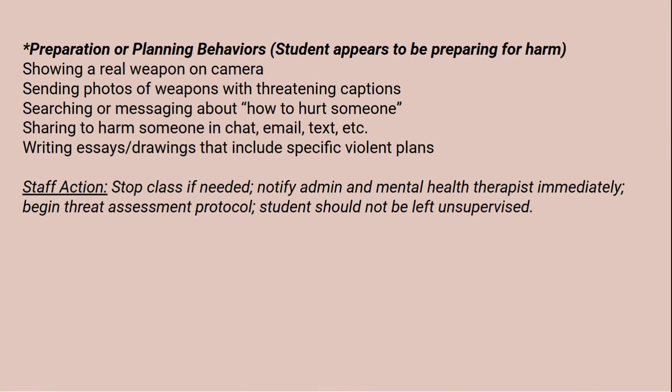Examples may include showing a real weapon on camera, sending photos of weapons accompanied by threatening captions or messages, searching for or messaging others on how to hurt someone, sharing plans to harm someone through chat, email, text messages, social media, and other platforms, writing essays, stories, drawings, or other content that describes specific plans for violence against real people or locations. These actions suggest a higher level of risk because they indicate movement from thoughts or emotions towards actions.